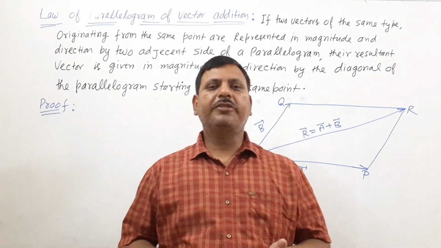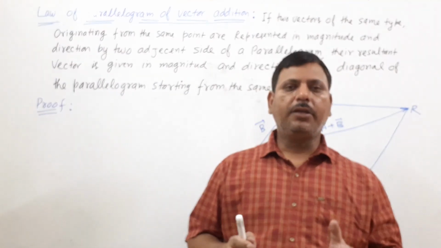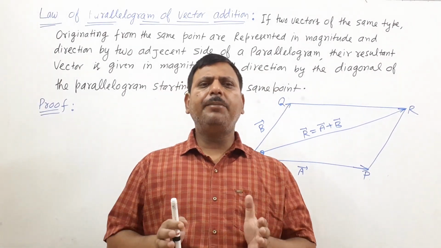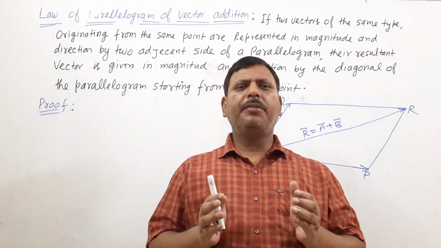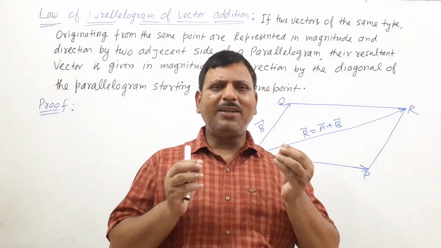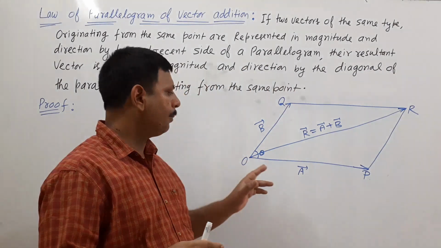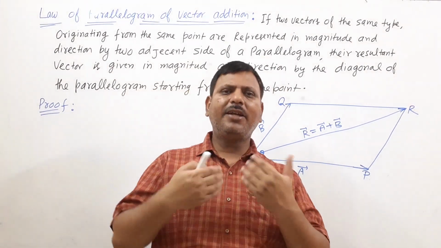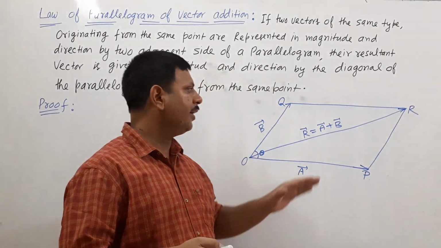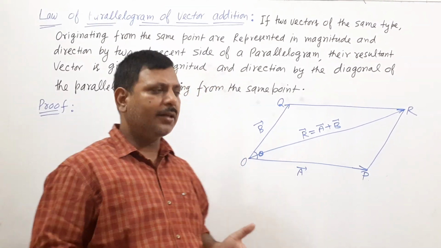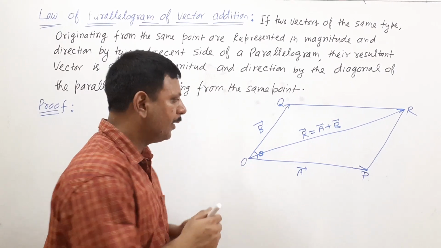Today we are going to discuss the parallelogram law of vector addition. See here, if two vectors of the same type are represented by two adjacent sides of a parallelogram passing through a point, then the resultant is represented by the diagonal, both in magnitude and direction, passing through the same point.